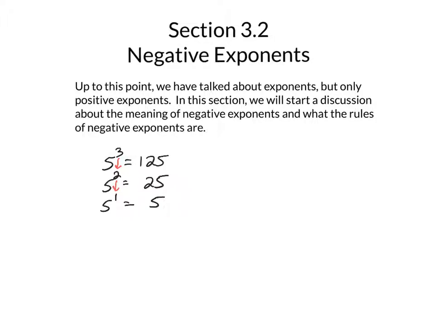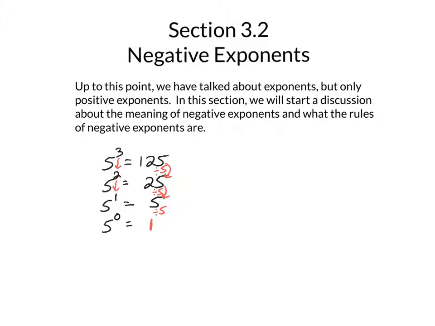Well, you can see that what I'm doing is dividing by 5, whatever the base is, to get to the next answer. So 125 divided by 5 gives me 25. 25 divided by 5 gives me 5. Well, the rules have to be the same as I continue the pattern. So if I say, what's 5 to the 0 power? 5 to the 0 power would have to be 5 divided by 5, and 5 divided by 5 is equal to 1. So 5 to the 0 power is equal to 1.